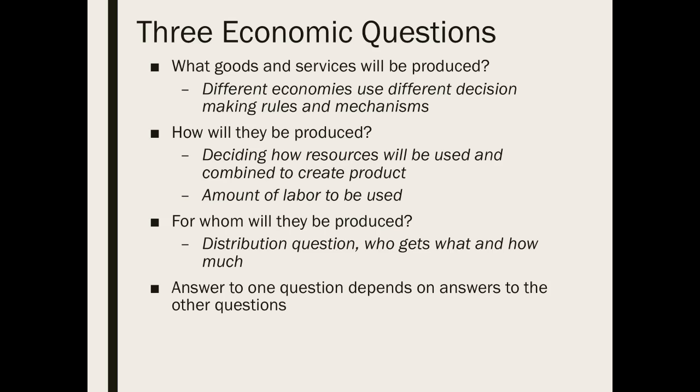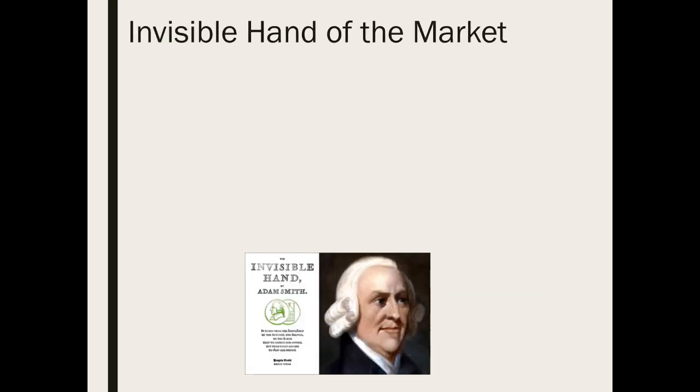If we're in a socialist system, if we're in a traditional barter economy, if we're in a free market system, they all answer these questions differently. In a later lesson, we will look at how each system answers these questions. But at first, we're going to look at what's referred to as the invisible hand of the market. And we're talking about free market economics here.